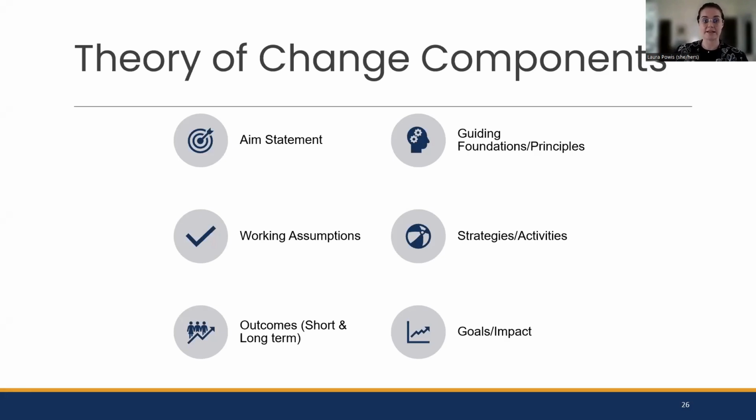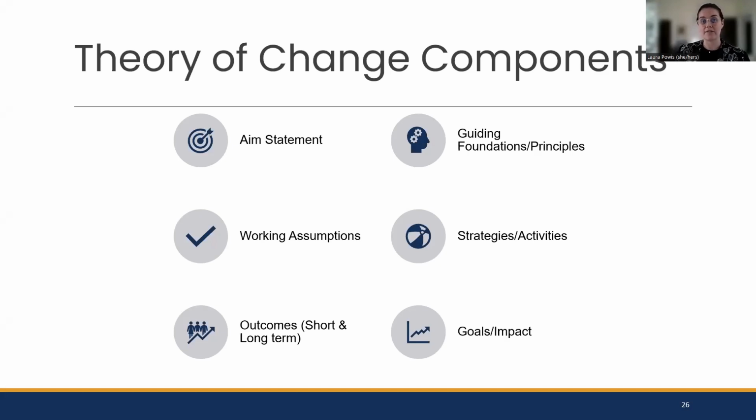But that said, some common key elements of theories of change are some sort of an aim statement or overarching desired outcome state that you're moving towards. So you can absolutely use the aim statement that we taught you how to draft earlier on when it comes to your own theory of change.